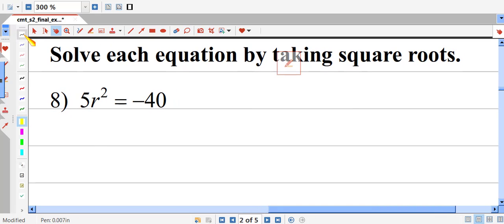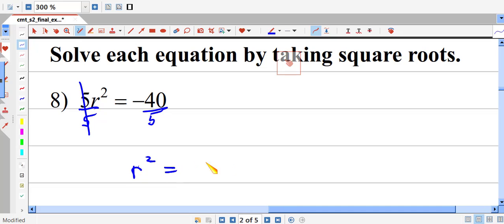Okay, solve by taking square roots. All right, so this one's simpler. So remember, by taking square roots, I need to get the squared term all by itself on one side of the equation. So in this one, I'm going to divide by 5. So I get r squared equals negative 8. And now I do the square root on the left, the plus or minus square root on the right.